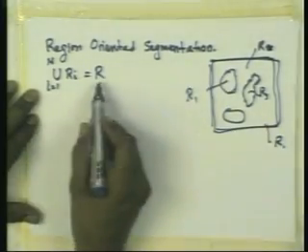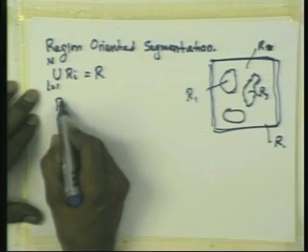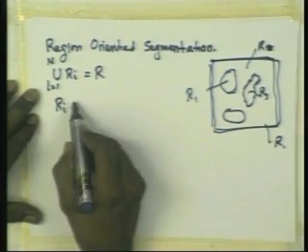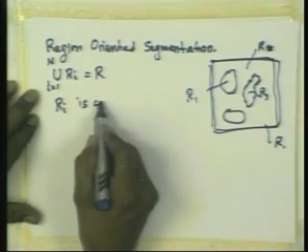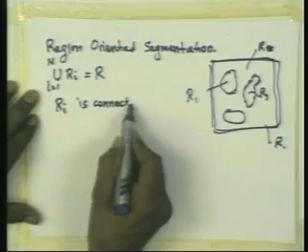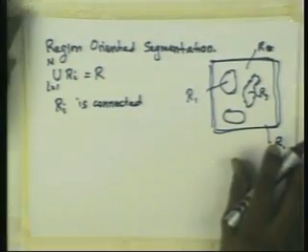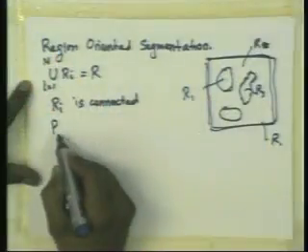Let me say the total is R, and I am going to define the regions so that each of these Ri's is connected. Now, the definition of connected we have already seen in the introductory lectures, where some kind of a property, maybe intensity, is belonging in some range. So, each of the regions should be connected.